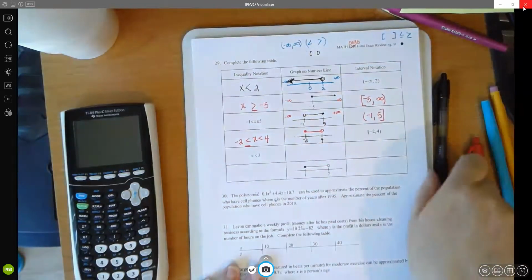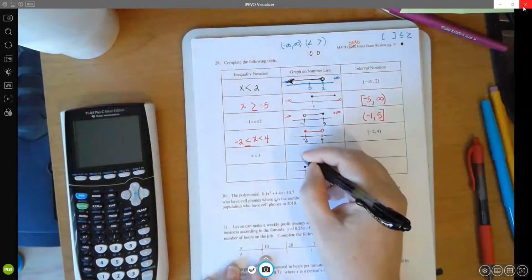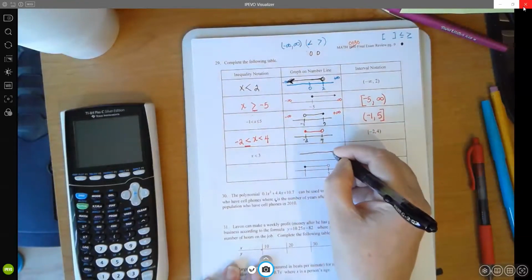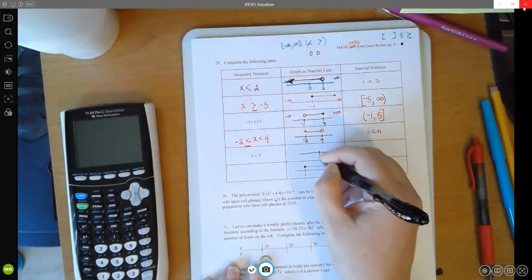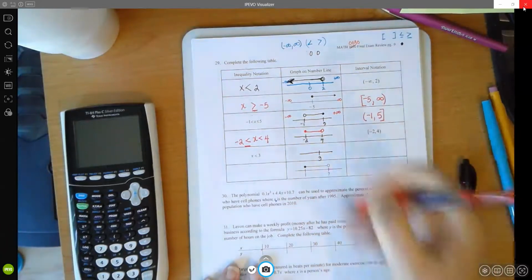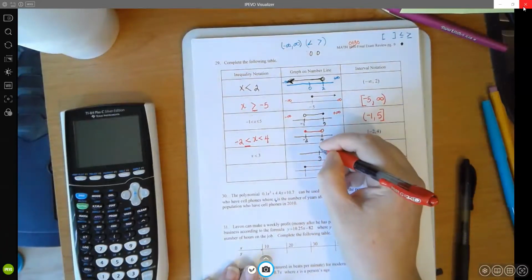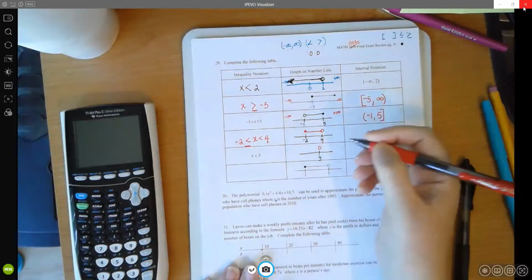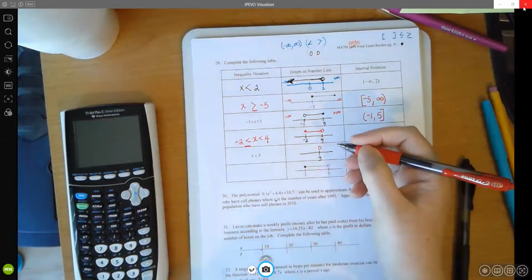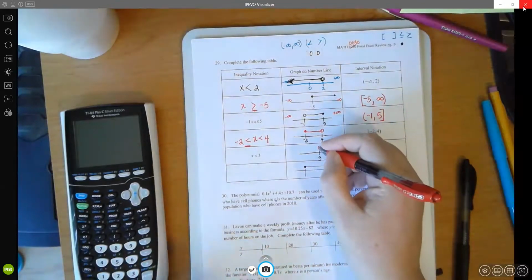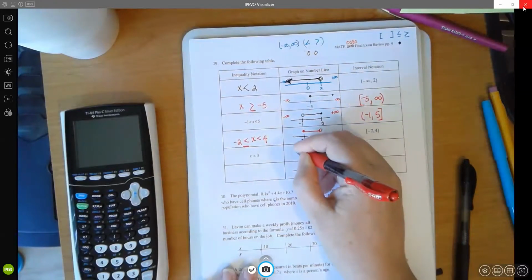Okay, on the next one we have x is less than 3. So that would be here. We need a 3. And then we have x is less than 3, so it'd be an open circle. And since x is less than, it will shade in the direction that it points. So we go in this direction.